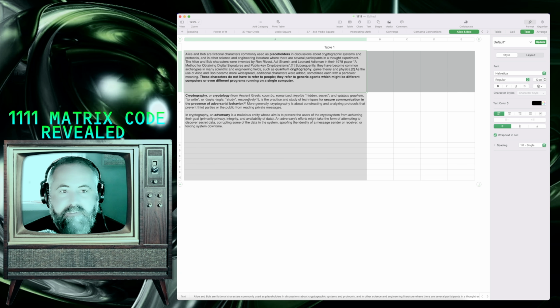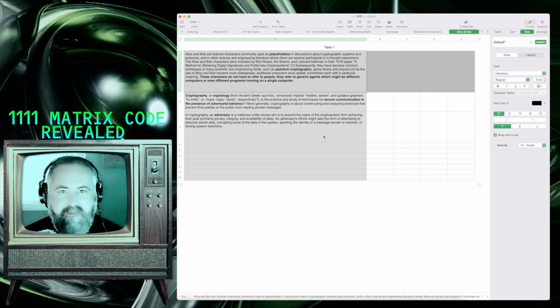So cryptography comes from these ancient Greek words, which I can't pronounce, but they mean hidden secret and to write and study. Cryptography is the practice and study of techniques for secure communication in the presence of adversarial behavior. More generally, cryptography is about constructing and analyzing protocols that prevent third parties or the public from reading private messages. Okay? Now, I want you to pay close attention to that phrase, secure communication in the presence of adversarial behavior.